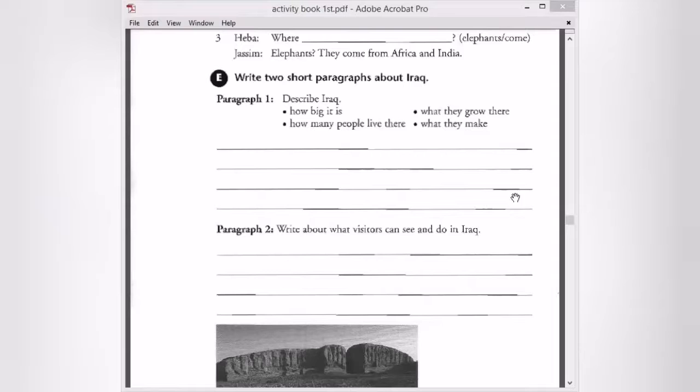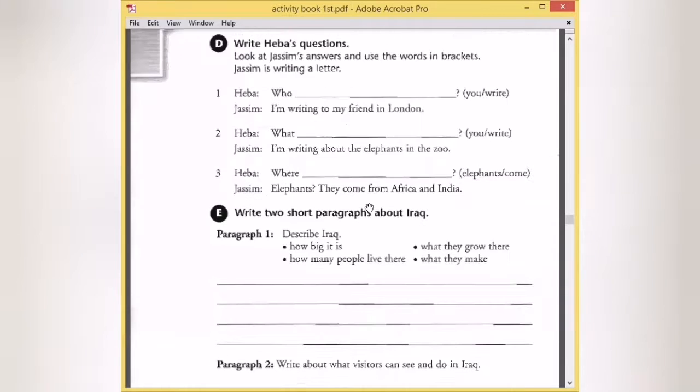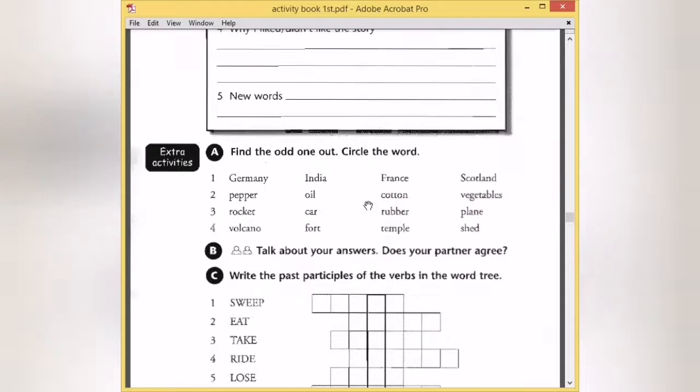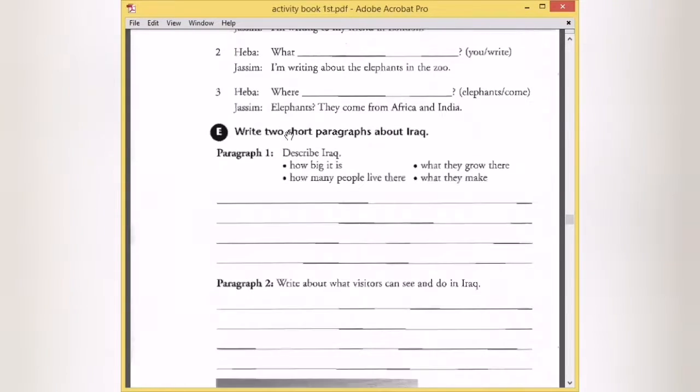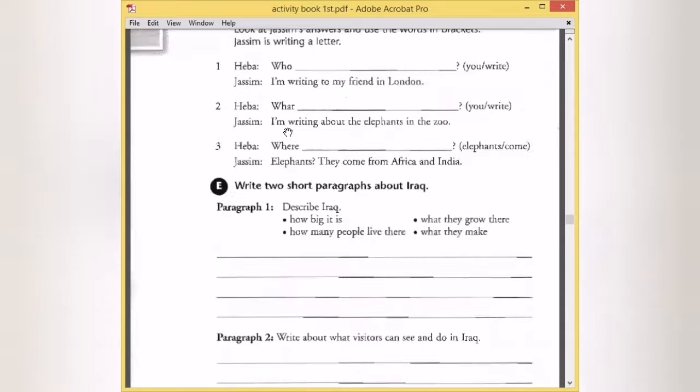So that's it for today. Thank you for joining this lesson. So please don't forget your homework, which is Unit 6, Lesson 1, in addition to doing exercise D on page 68.